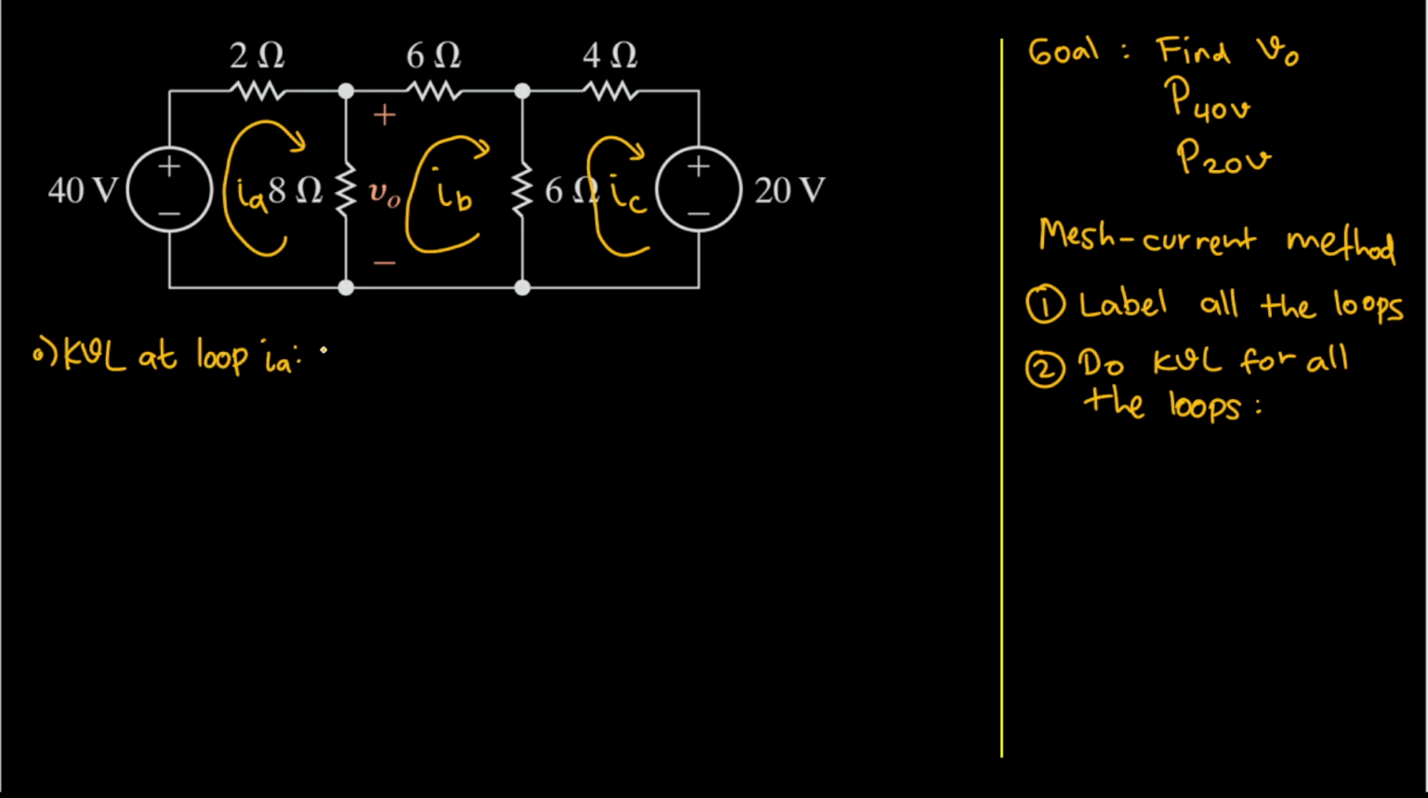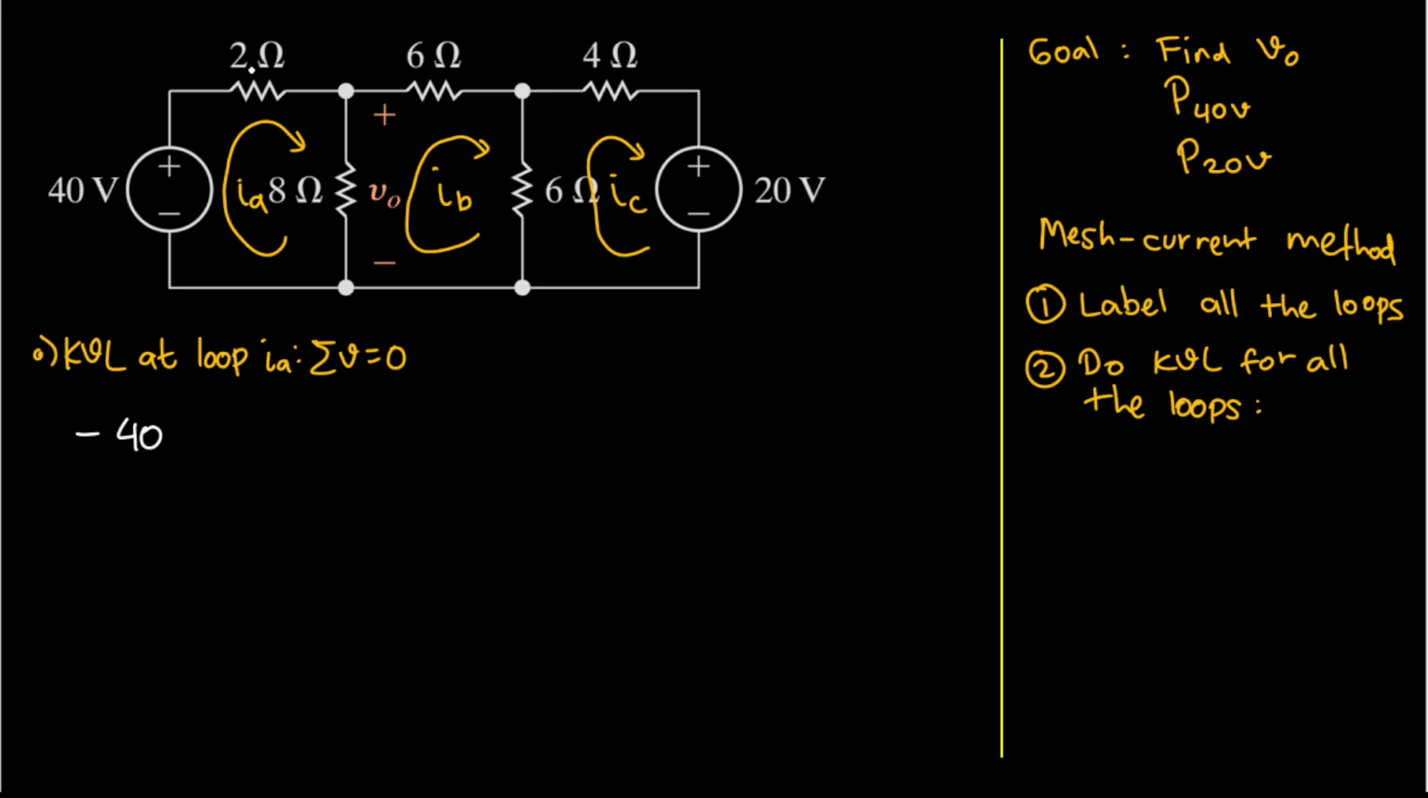What can we do from here? KVL says that the sum of the voltages in a loop will equal 0. However, we have to be very careful about the sign here. Let's see IA here: the current is flowing from the negative terminal to the positive terminal in this 40-volt voltage source. Because it is entering from the negative terminal, this one will be negative, right? So I will have a minus sign, and the magnitude will be 40.